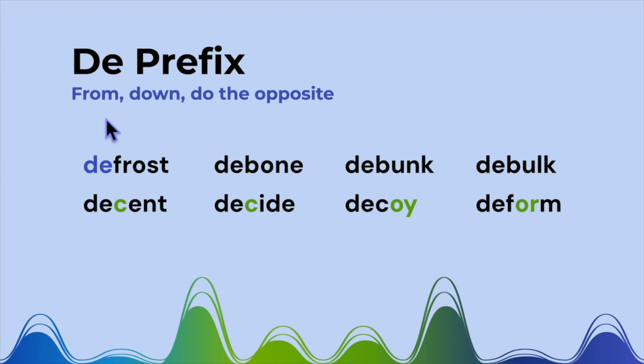The prefix de means from, down, or do the opposite. So to defrost something means to thaw it out. It is frozen and you want it to not be frozen. Debone. When you are deboning meat, you're taking it off the bone. Debunk, debulk. This C is going to say S because of the E. Decent, decide. C followed by an E, I, or Y uses the soft sound of S. OY says oi. Decoy. Deform.